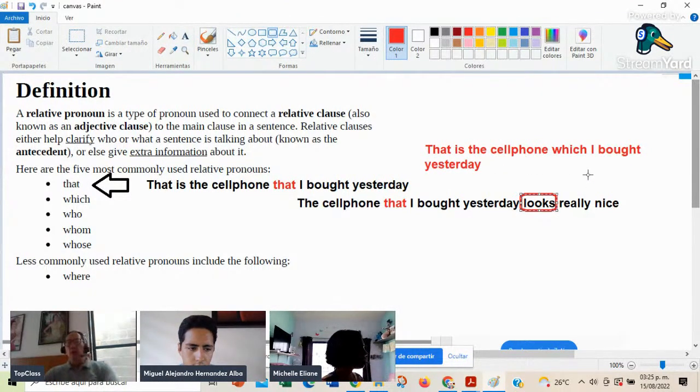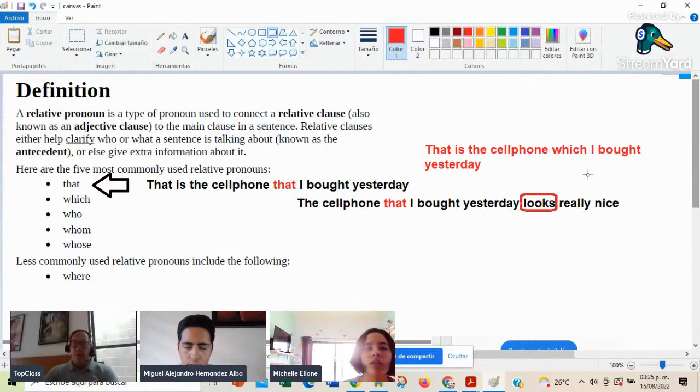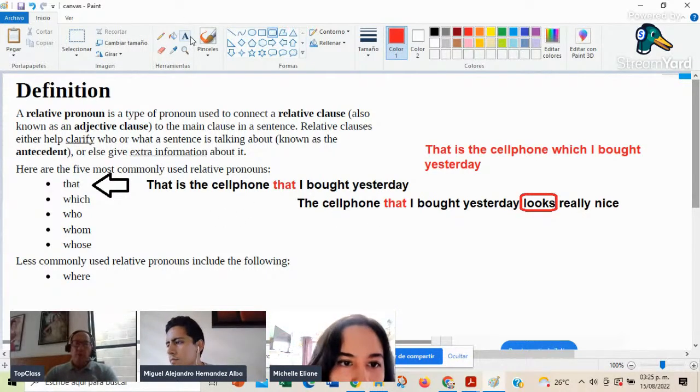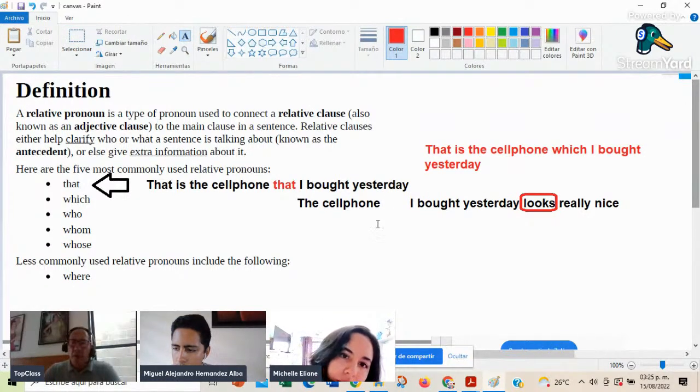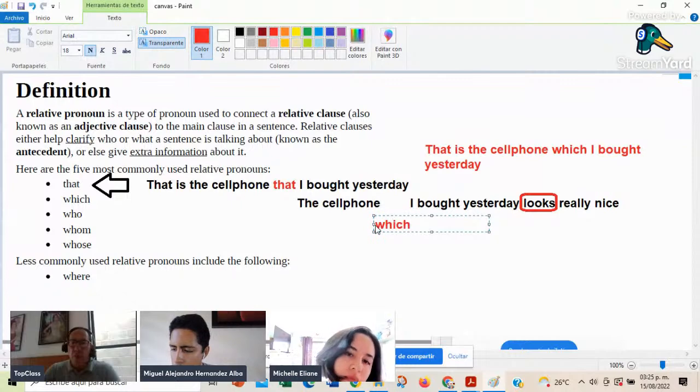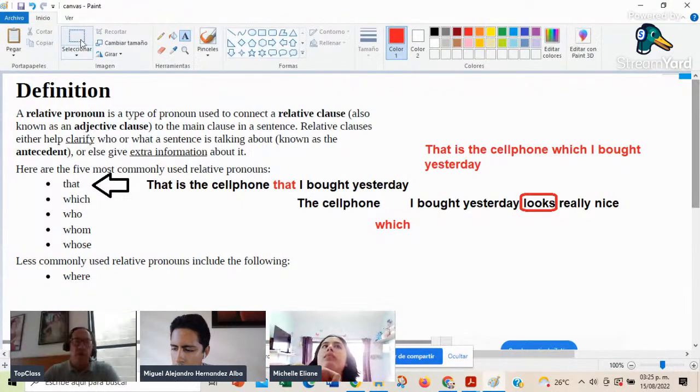Can you do a similar sentence to this, Mitch? With that, still with that. No, I'm sorry. The cell phone which I bought yesterday. I wanted to say which, not that. Which is the same. You can use that for who and for which. Let's do a similar sentence in which you put the first clause with which at the beginning.